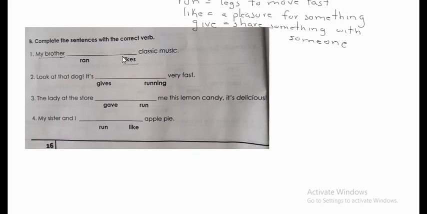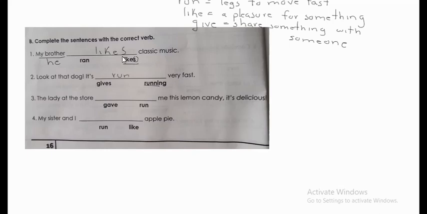Remember that my brother is he, okay? Third person, and the only verb that has third person here is likes, okay? So we write it down here on the line. In the second case we have, look at that dog. It gives very fast or it's running very fast. Okay? So the right verb is running.